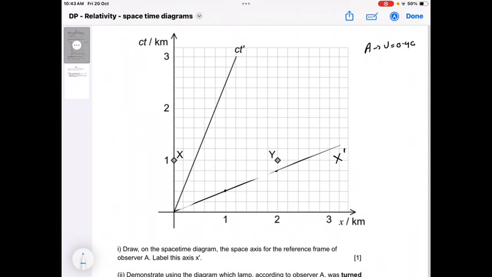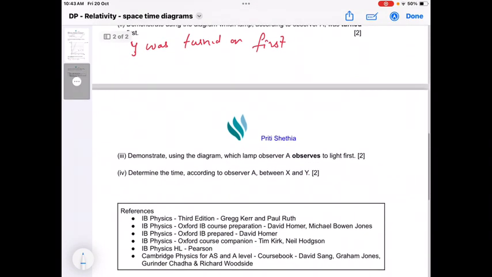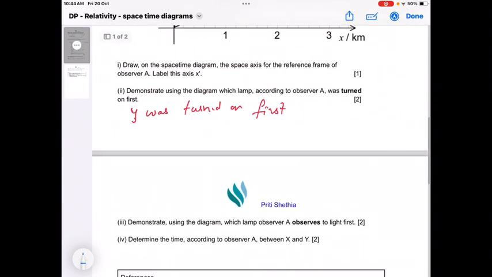Okay, moving on to the next part of the question, which says demonstrate using the diagram which lamp observer A observes to light first. Now see, there is a difference between these two questions, let us not get confused. In the previous part they were asking which lamp according to observer A was turned on first, and now which lamp observer A observes to light first.